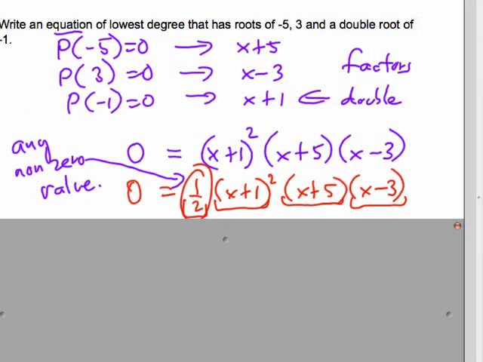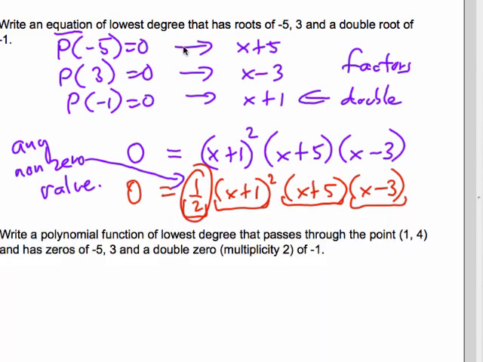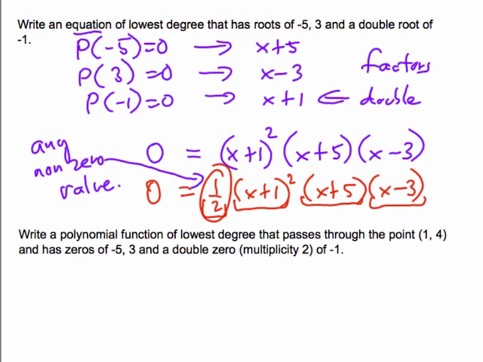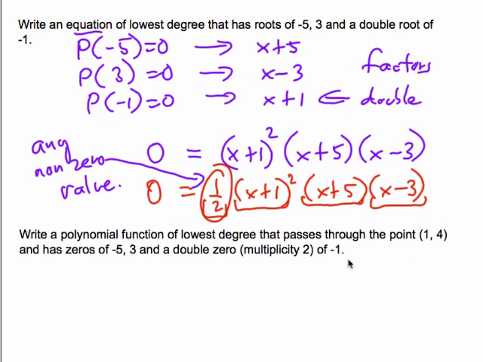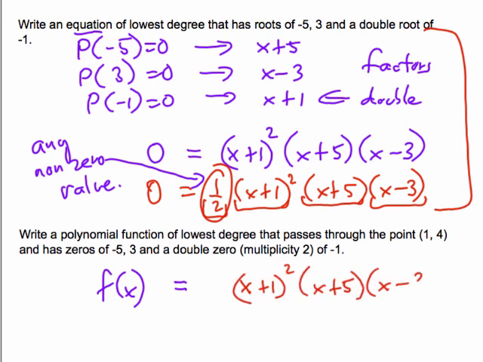But now let's take a very similar question where we're asked to write a polynomial function of lowest degree that passes through this point and has the same zeros as above. So the difference here is, first of all, we're looking for a function, f of x, whereas up here we were just thinking about this in terms of the graph. It has the same factors, and the question is, can I multiply this by any non-zero value? No, I can't. It has to be a certain non-zero value, because the difference here is that this graph must pass through this point, 1, 4.